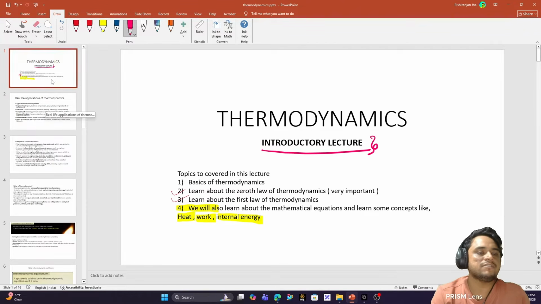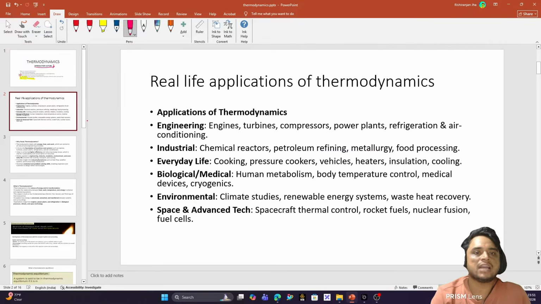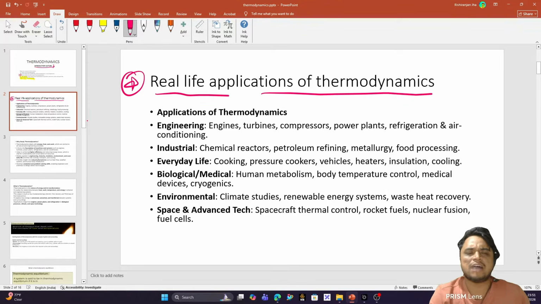As I move on to the next slide, we have the real life applications of thermodynamics. The question comes: we have heard about thermodynamics a lot, but where do these things really find their application? Where do we use these things? This question is really mind boggling for students. From my perspective, before starting the chapter, we should first understand where we have this application of thermodynamics in real life.